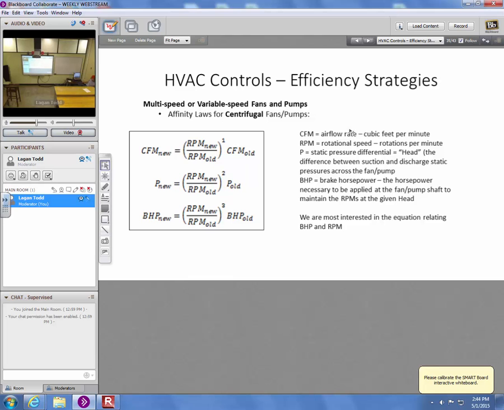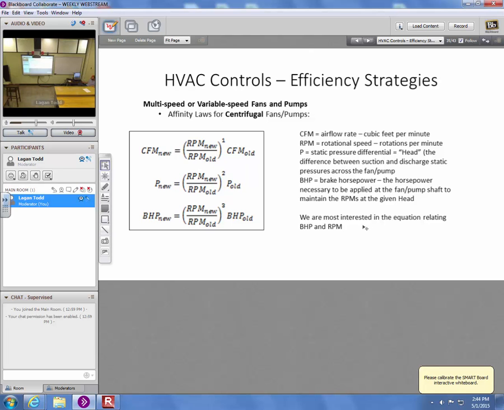abbreviations are. CFM, you know that one. RPM, rotations per minute. Pressure, P is for static pressure differential, which is also called the head. BHP, brake horsepower. It just denotes the horsepower measured under a certain method of measurement. It's just the horsepower, and you can use that with water horsepower too. Yeah, it's the same thing.